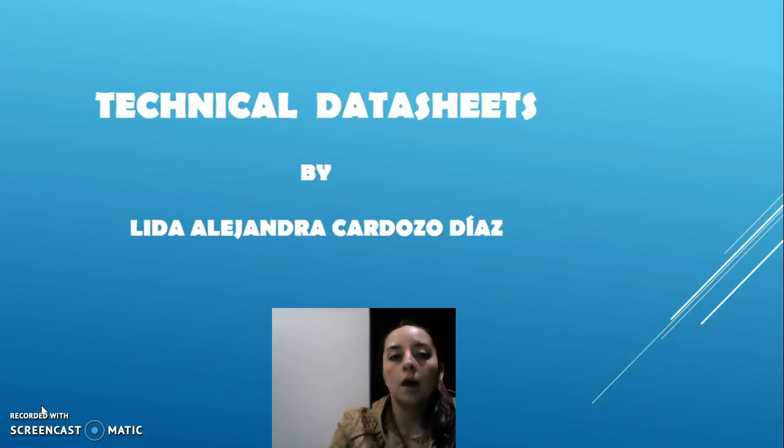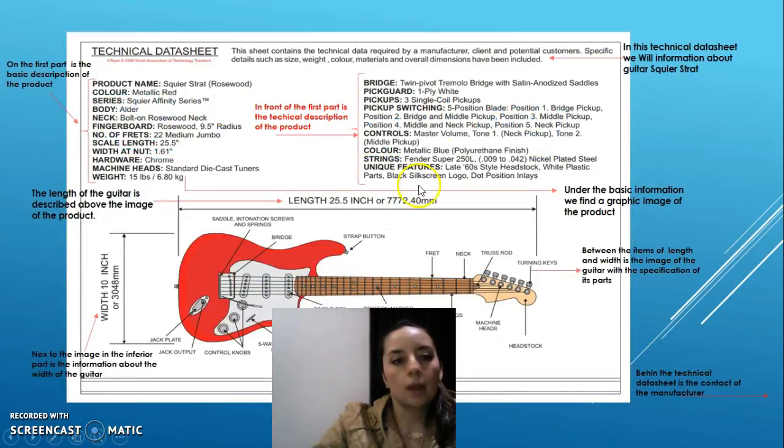I'm going to explain the distribution of the information in technical datasheets. I explain a technical datasheet. The product is a guitar. This is a technical datasheet. The product is a guitar, and I explain the distribution of the information in this technical datasheet.